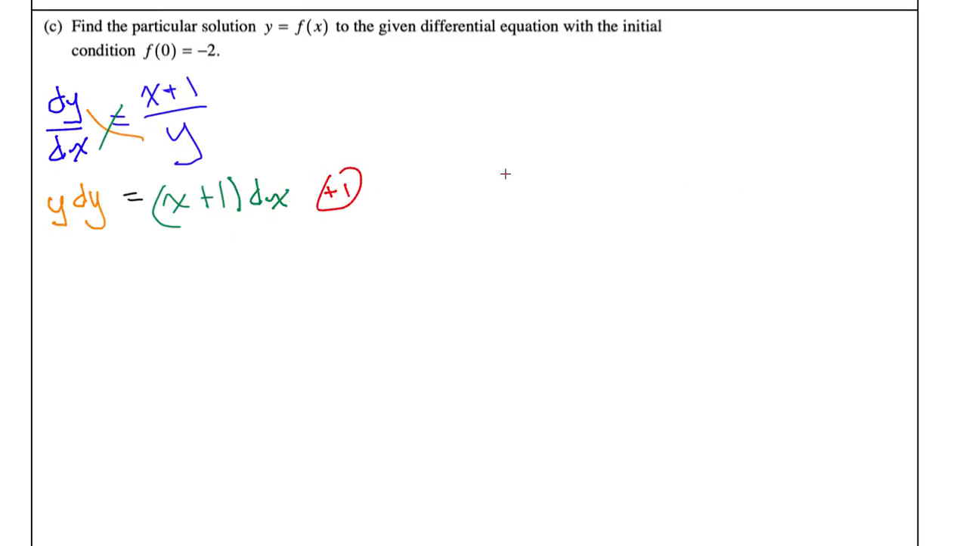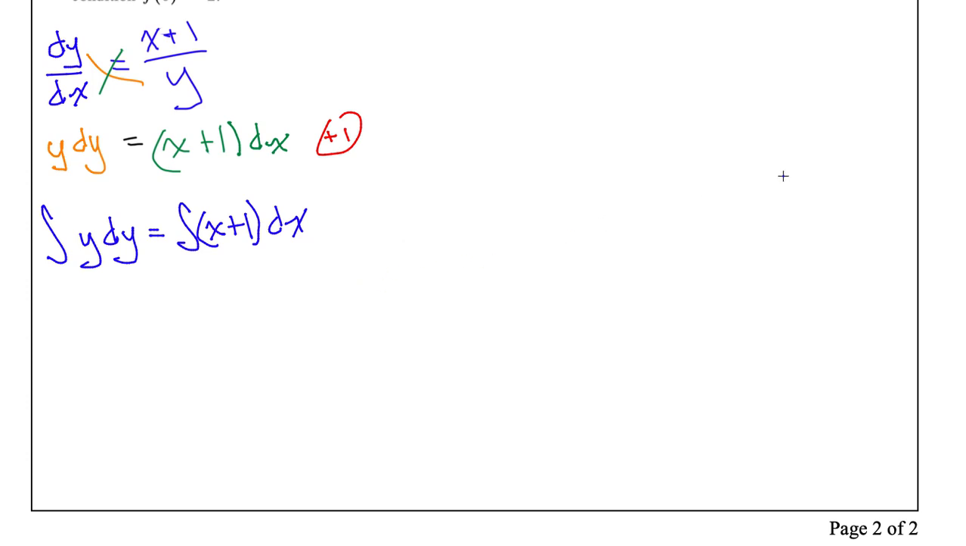So +1. Next, I need to integrate, so slap on those integrals. Integral of y dy is equal to the integral of x plus 1, the quantity of that, dx. No points yet. I need to actually take the antiderivative. When I do that, antiderivative of y, it was y to the power of 1, so it goes y to the power of 2, and then divide down 2. Perfect. On the right side, I'm distributing that into both of these terms. That's the way that I always think of it. So antiderivative of x, well, it was x to the power of 1, so it goes up to x to the power of 2, and then divide down. Antiderivative of 1 is just x, so plus x.